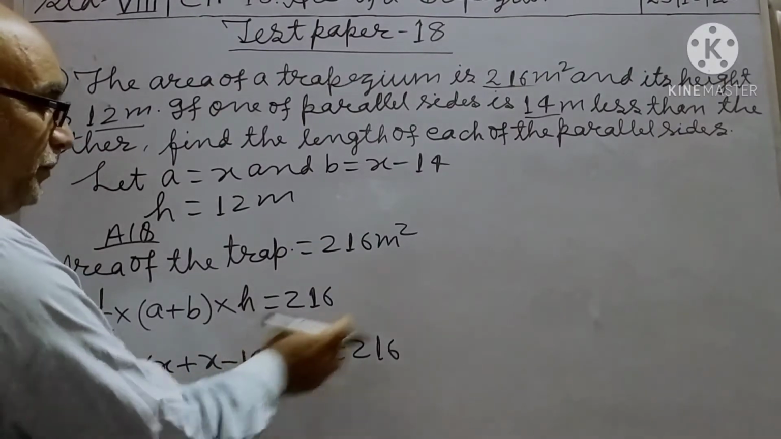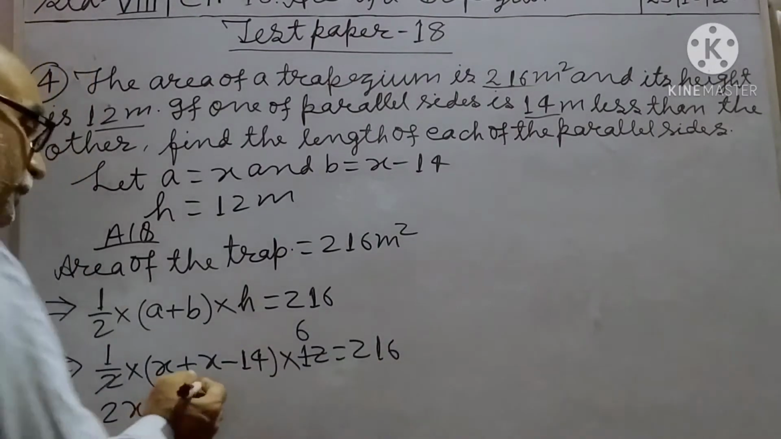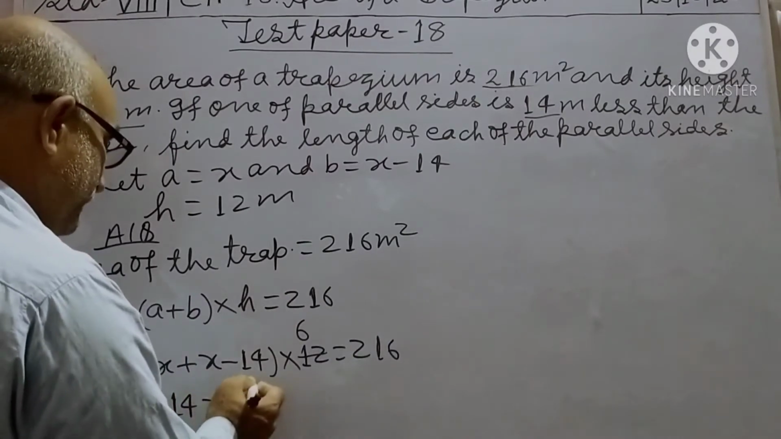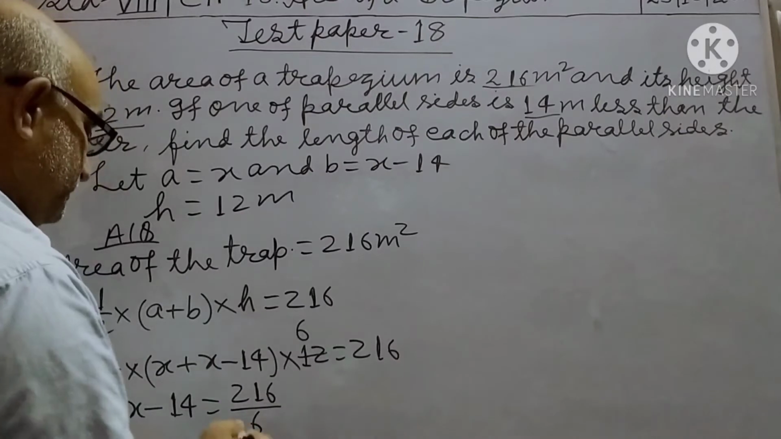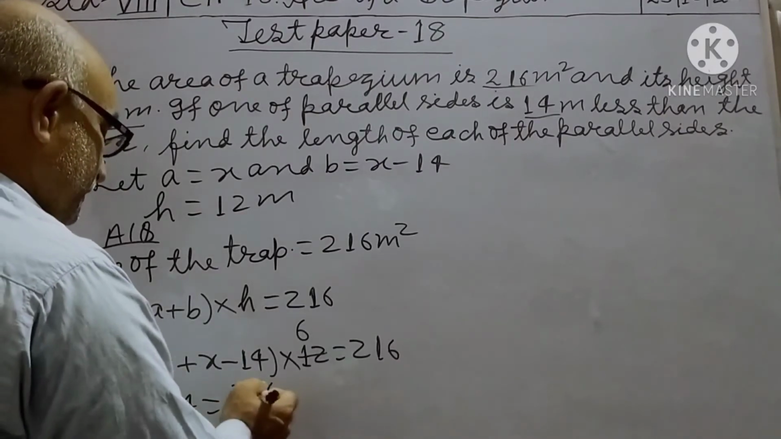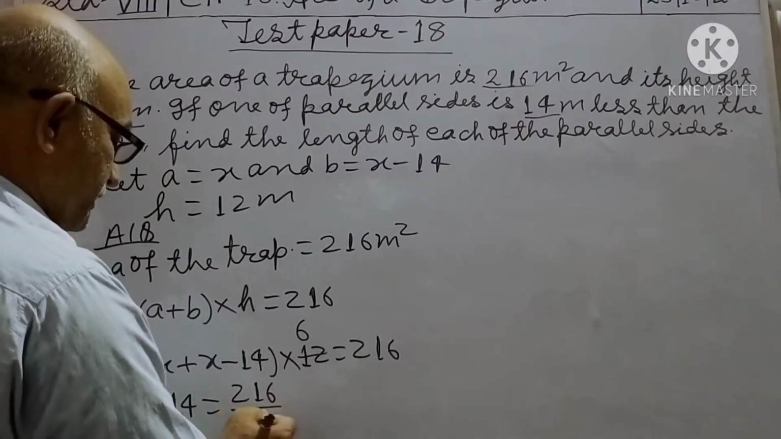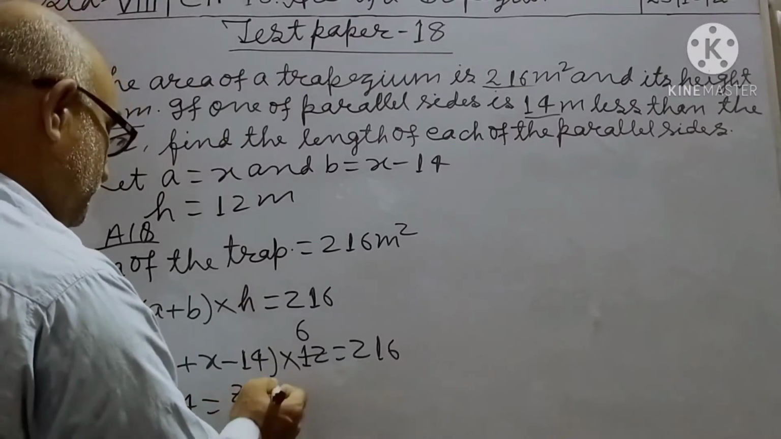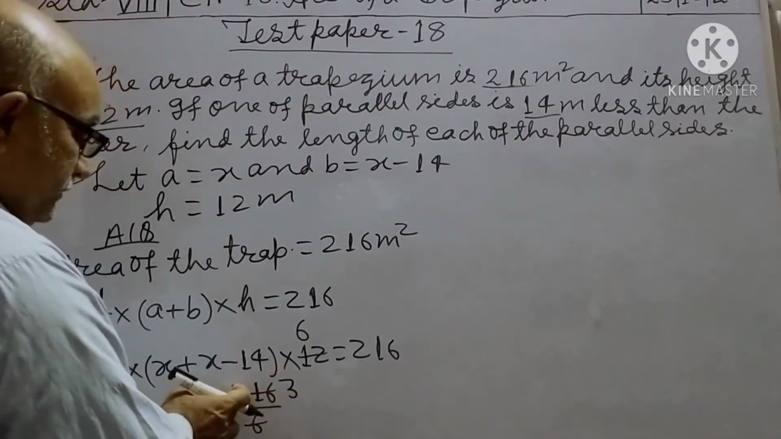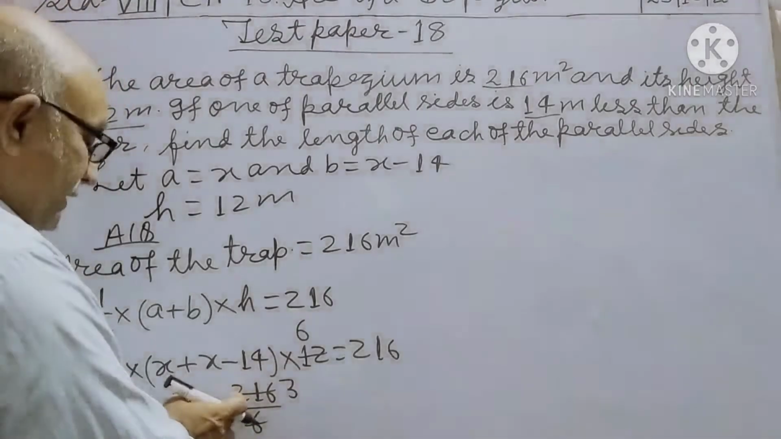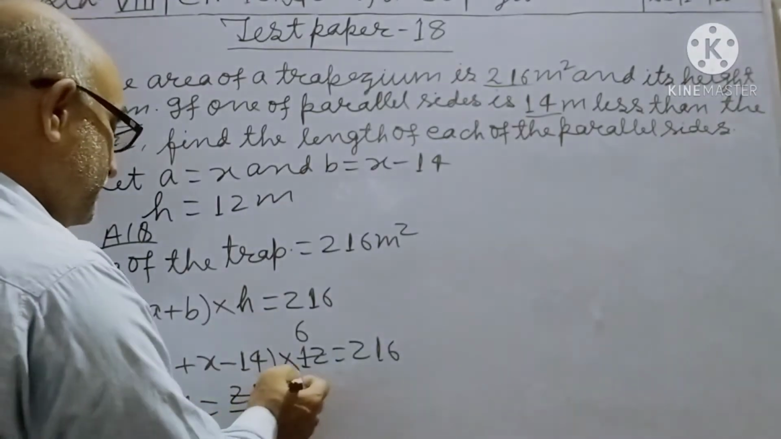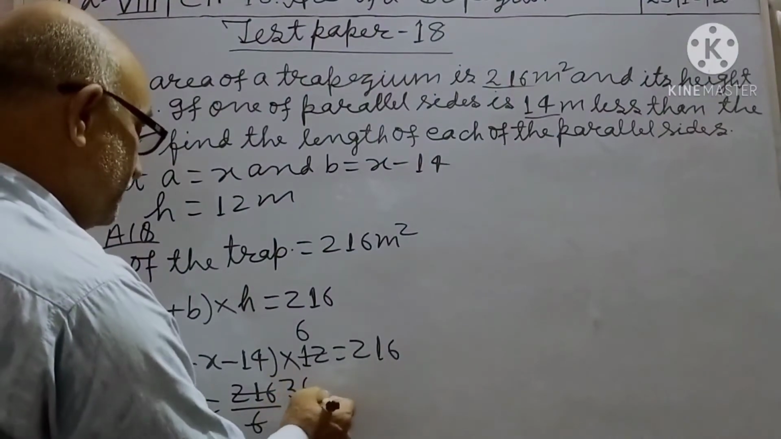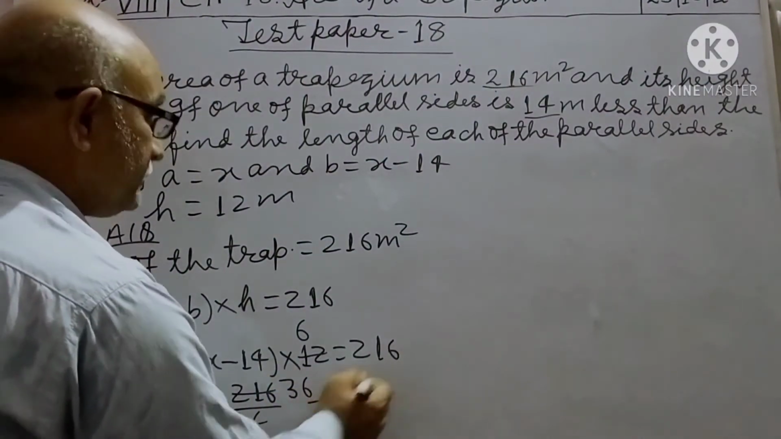and 6 here multiply. By transposition it is changed into divide. So 216 divided by 6. Divide 216 by 6. 6 3 is 18. 21 minus 18, 3. 3 6 is 36. So 36.